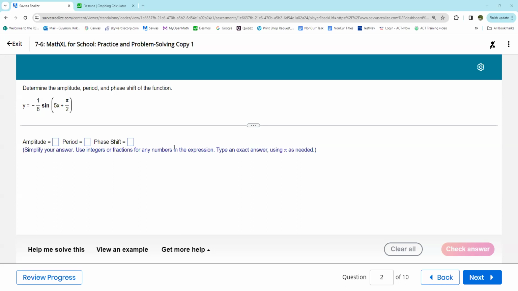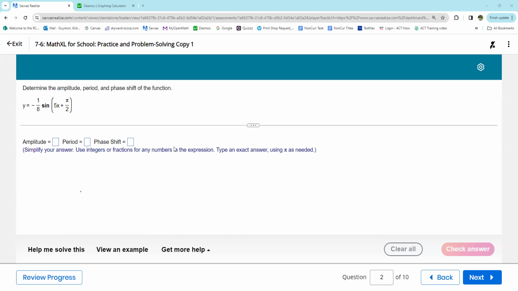And we've got some sinusoidal, sine and cosine graphs that we're doing transformations on. We worked on transformations all year long on other functions. So let's just see what we have going on with what we have here. So determine the amplitude, period, and phase shift. Phase shift is like the left and right.